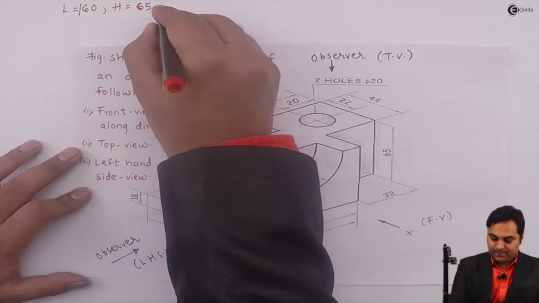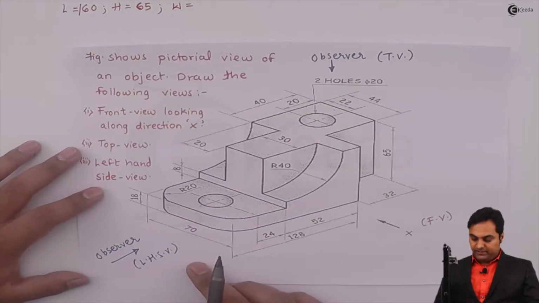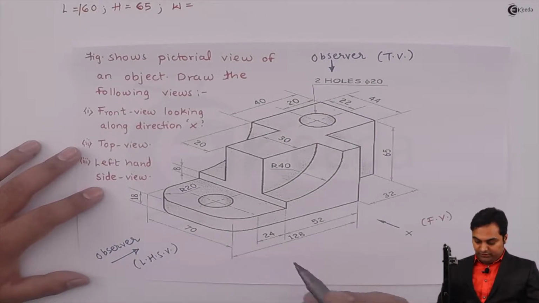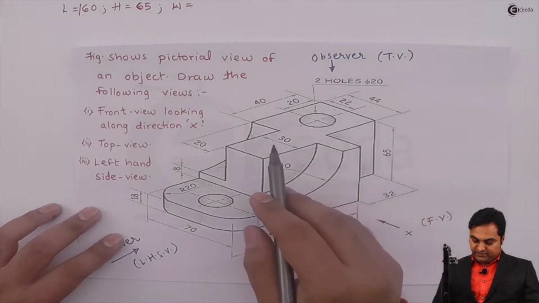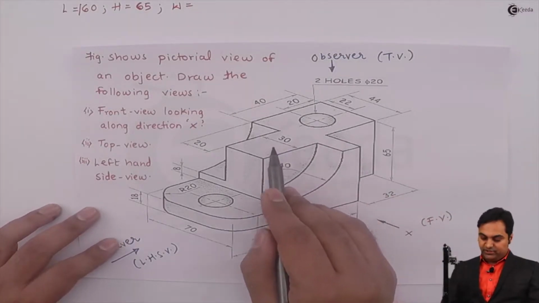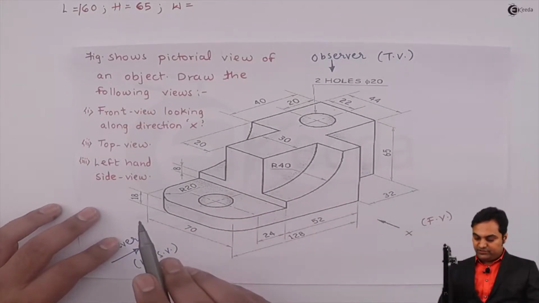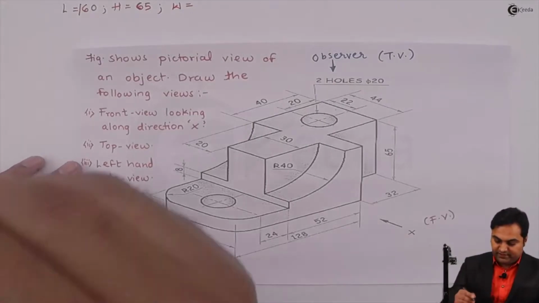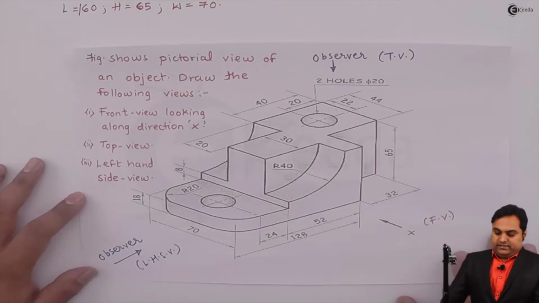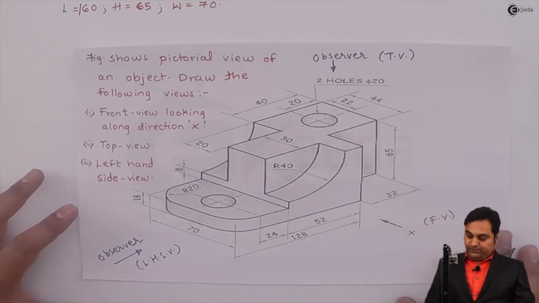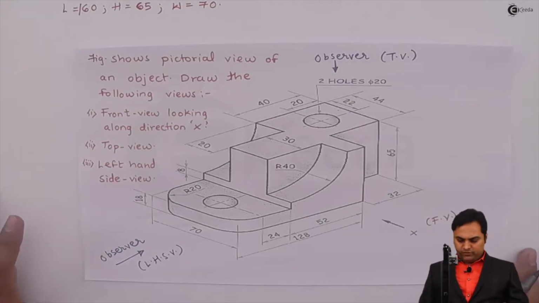Next, the width of the object when we are looking from the side. Here the total width will be, on this surface the width is 70, and if I can see here, this portion is having 30 plus 20, and we can say this is also 20, so that also gives me the value as 70. So I'll write down the total width as 70 mm. Now after getting the total length, height and width of the object, we need the spacing, that is where we should draw the front view, top view and side view. That I'll explain here.